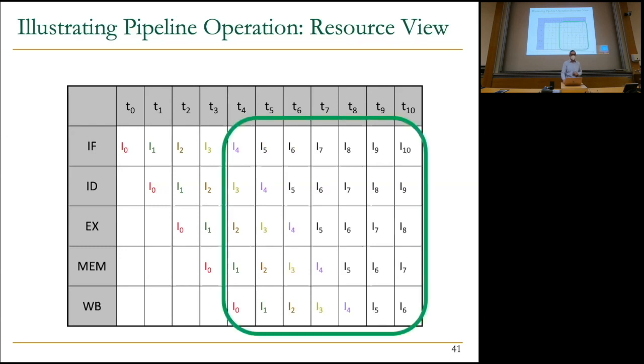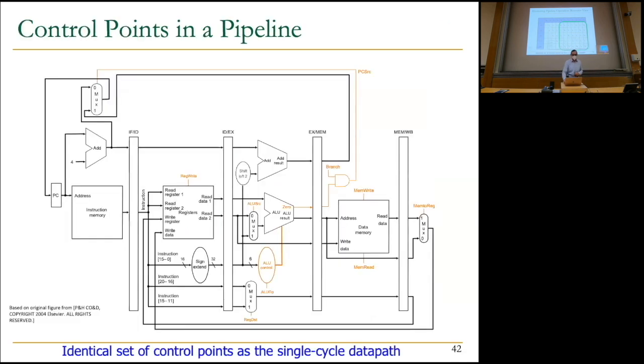It's kind of boring, but this is steady state basically. In steady state, if you can keep your pipeline full, you get 1 instruction out of it per cycle. That's good. So let's take a look at the control points in a pipeline.